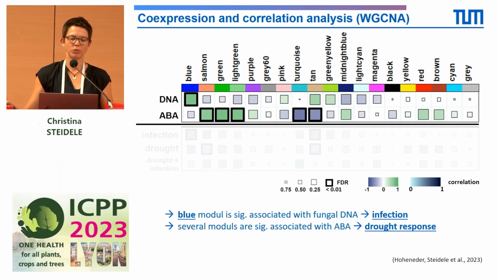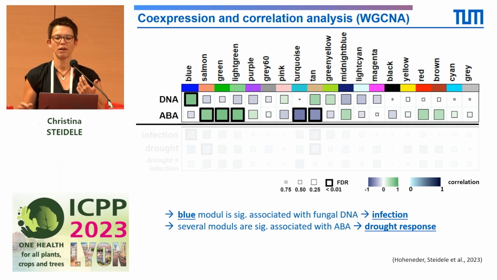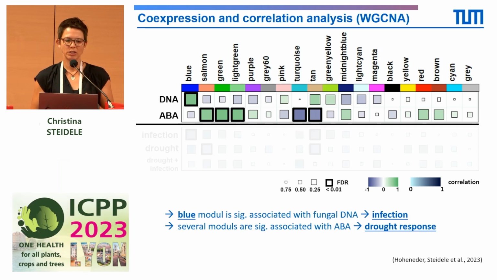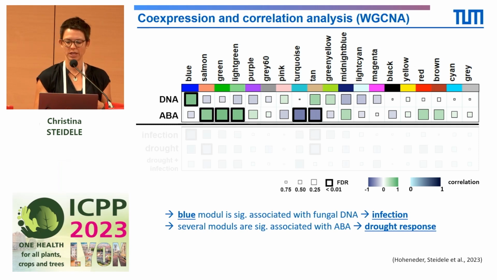In addition to that, we have several modules that are significantly associated with ABA, and it's suggesting that those modules are related to the drought response in our plants. And I want to point out here that we have 3 modules, the green ones, that have a positive correlation, and 2 modules that have a negative correlation to ABA, which means that especially in the turquoise module, we find a lot of genes that are actually downregulated, not upregulated.